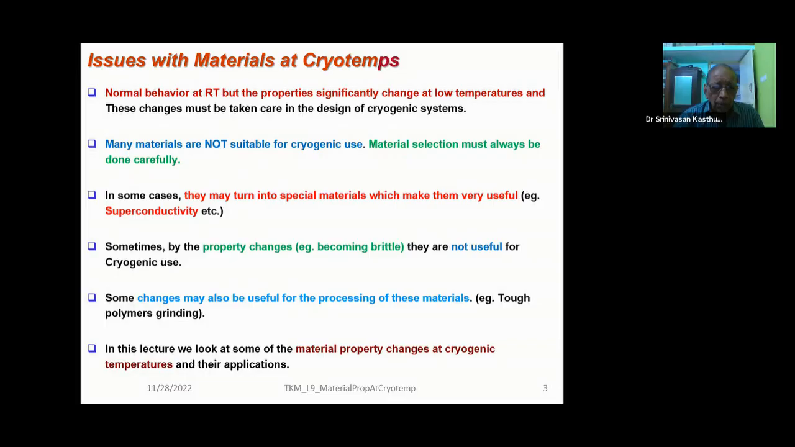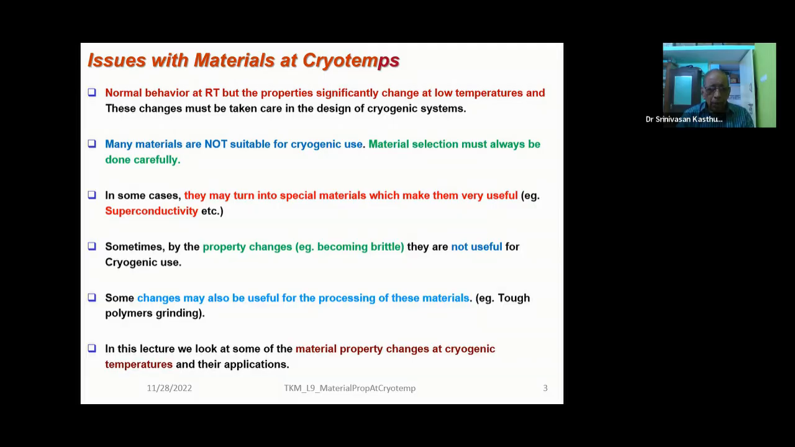First of all, normal behavior at room temperature is not the same at low temperatures. So the behavior becomes different at cryogenic temperatures. You should really take care when you design any cryogenic system, because the property is going to change like this at low temperature. So there are many materials which become unsuitable for low temperature use, and such materials cannot be used at low temperatures.